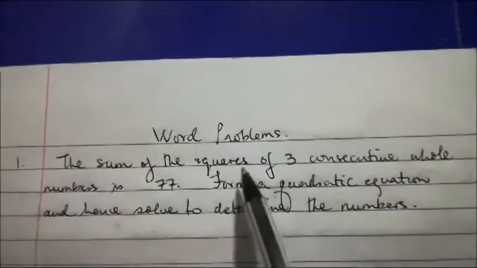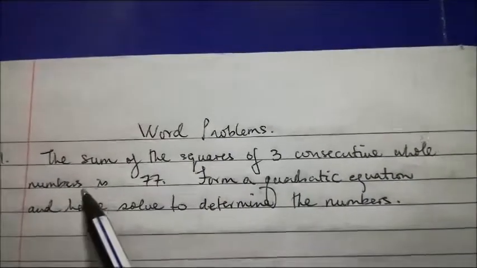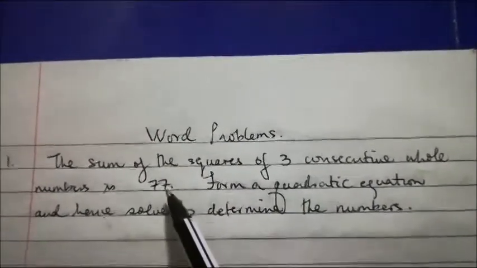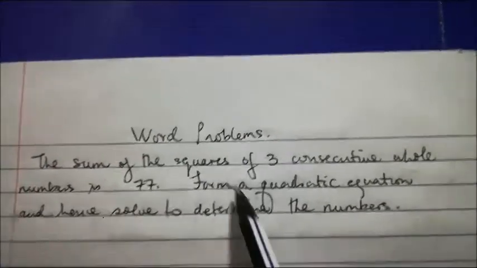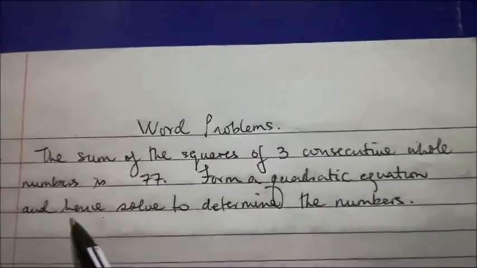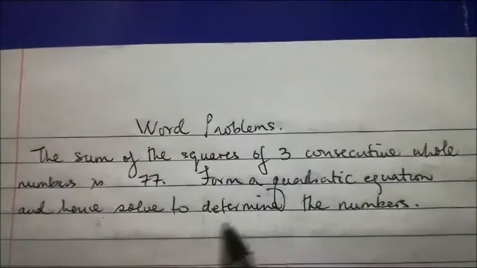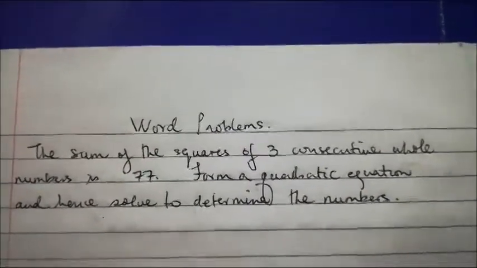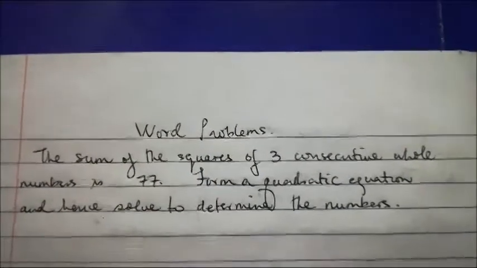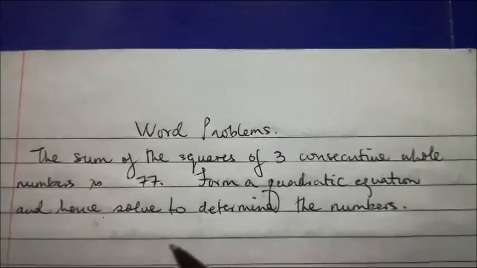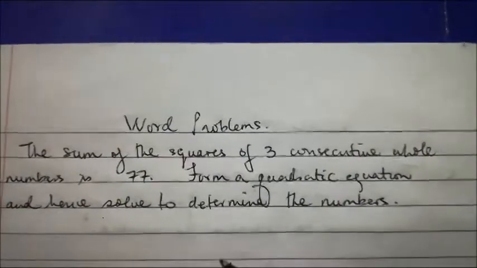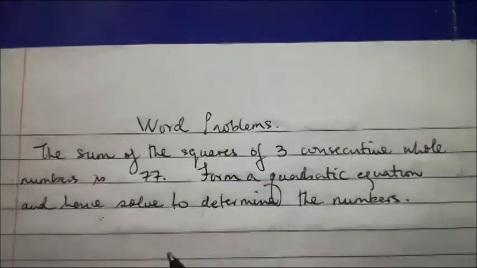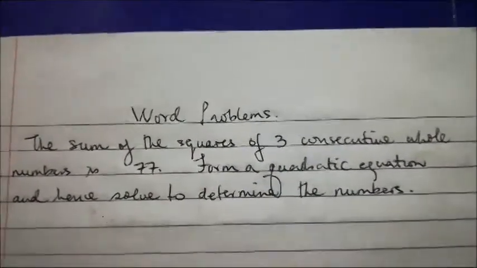It says the sum of the squares of three consecutive whole numbers is 77. Form a quadratic equation and hence solve to determine the numbers. We don't know what the numbers are, but we know that they are consecutive. In other words, if it's a 1, then the next one will be 2, and the next one will be 3. That's what it means to be consecutive, right? They follow in a sequence.